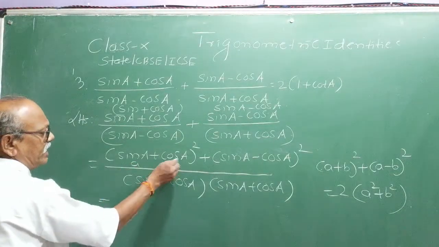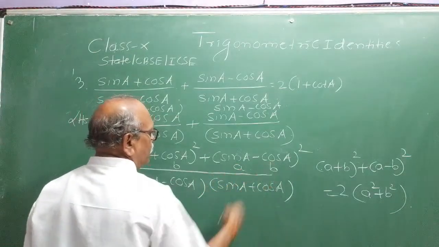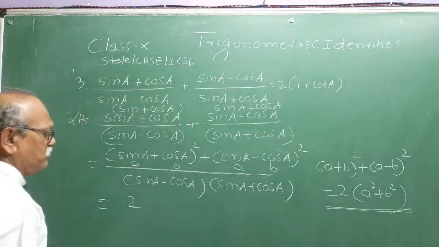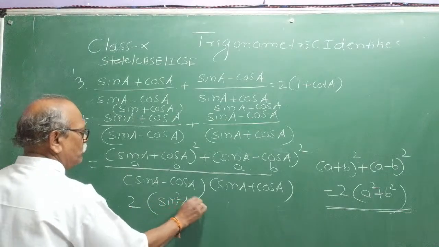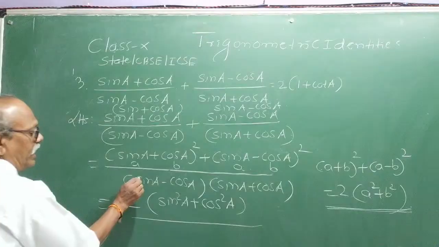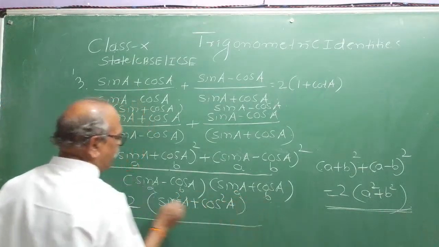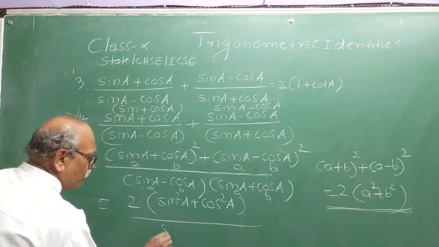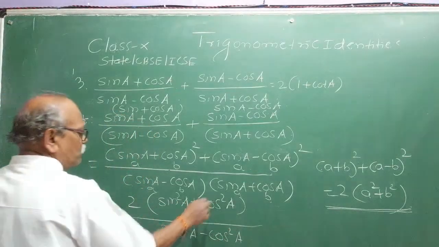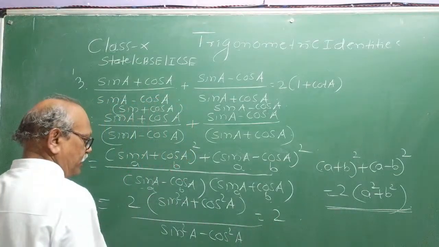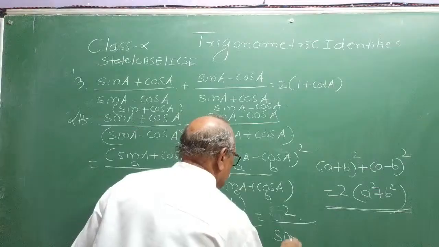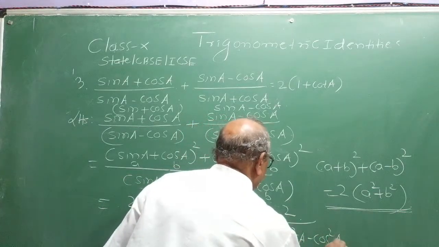Use this formula. Now you can easily write it as 2 times, in place of A you have sin A, in place of B you have cos A. Use this identity: 2 into bracket A square plus B square will be sin square A plus cos square A, divided by A minus B into A plus B. Use the identity: A minus B into A plus B is A square minus B square, that is sin square A minus cos square A. Sin square A plus cos square A is 1, so you will get 2 divided by sin square A minus cos square A.